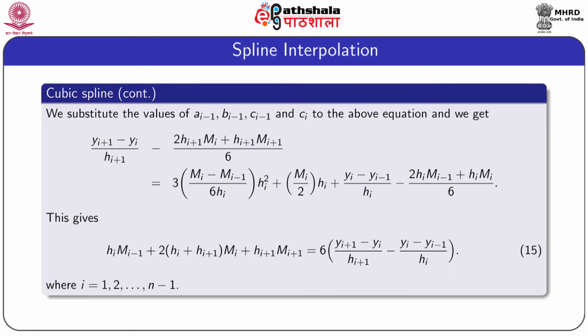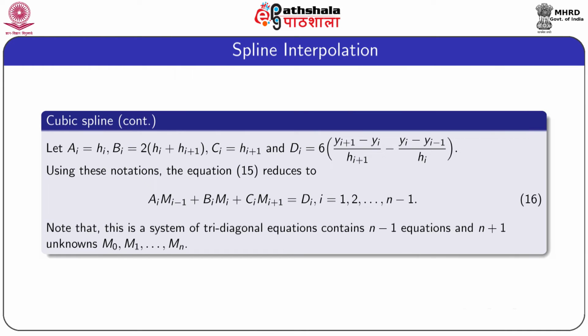So, 15 is h_i m_{i-1} + 2(h_i + h_{i+1}) m_i + h_{i+1} m_{i+1} = 6[(y_{i+1} - y_i)/h_{i+1} - (y_i - y_{i-1})/h_i] for i equal to 1 to n minus 1. So, this is a very important equation for cubic spline interpolation.